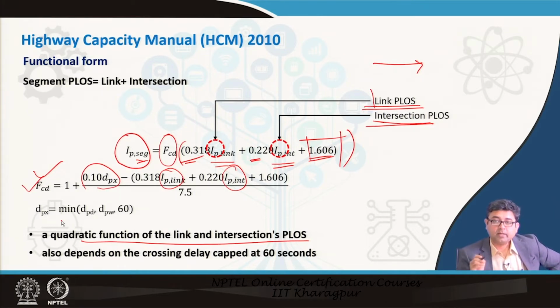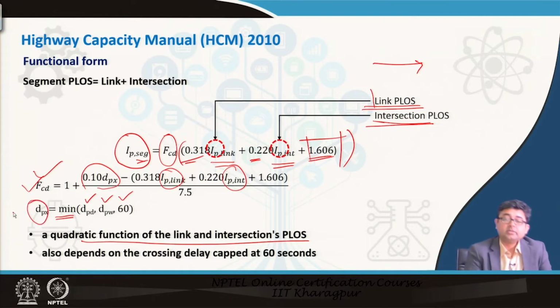The pedestrian may walk the entire segment, walk the entire link and then cross at the intersection. Case 2, the pedestrian may cross mid block. So, it is the minimum delay if they walk the entire segment, if they cross mid block, or 60 seconds. So, whichever is the minimum, that will be the delay term.